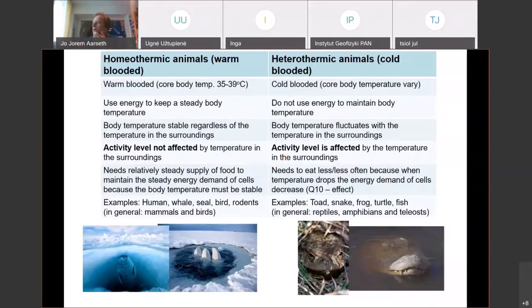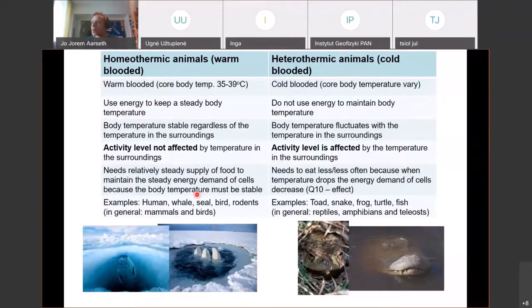So that means that heterothermic animals like this crocodile in a lake that's been frozen during the night are completely inactive until the body temperature increases again. But warm-blooded animals like the seal or the beluga whale are still very active and still have 37 degrees body temperature in ice water, which is, as you know now, minus 2 degrees Celsius.